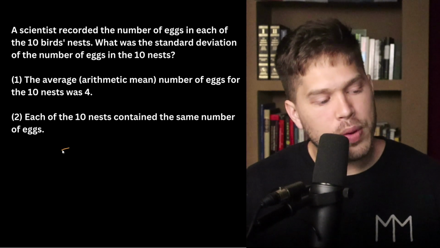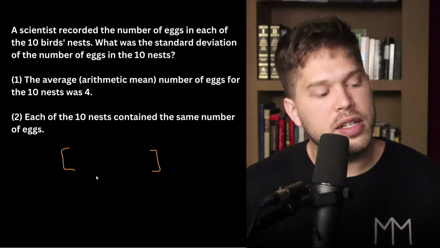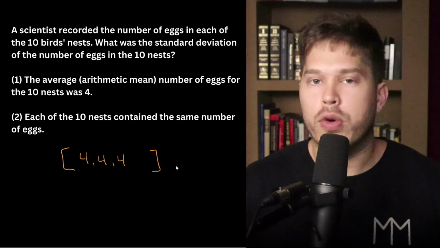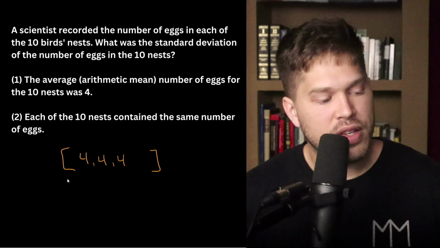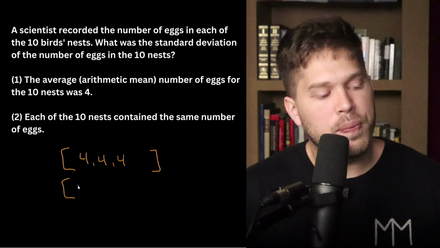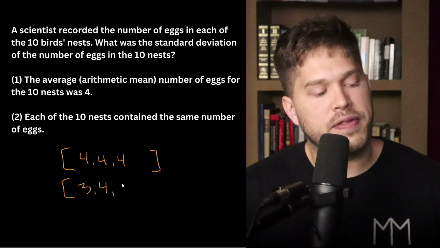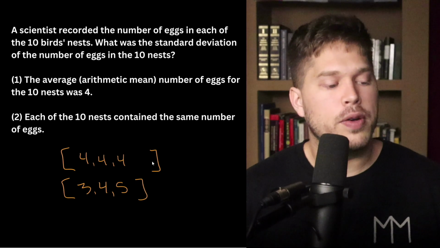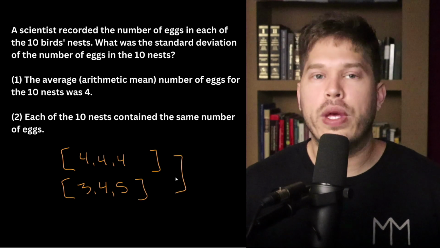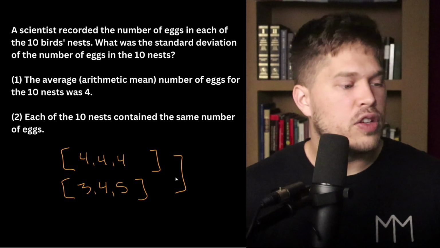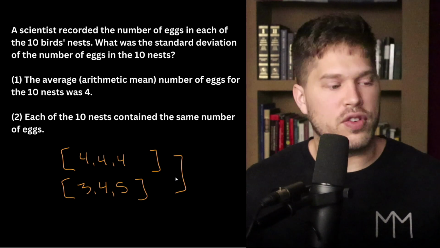So from statement 1, we could have a list like 4, 4, and 4. Of course, we would have 10 values, but just to save some time. Or we could have values such as 3, 4, and 5. This would be an average of 4. So we can already see that we can create two sets with different standard deviations. So statement 1 is not sufficient.